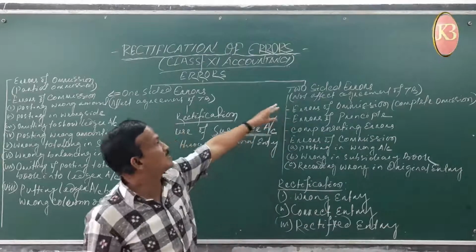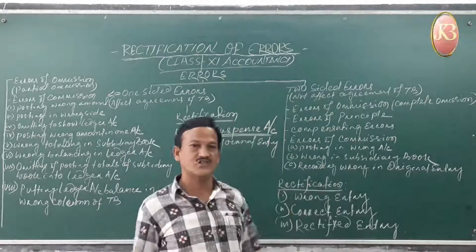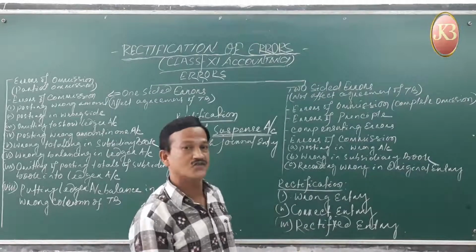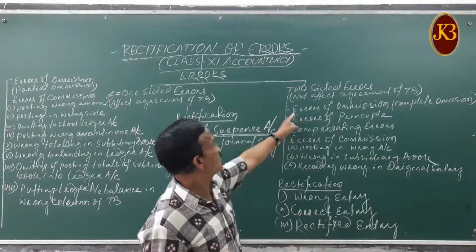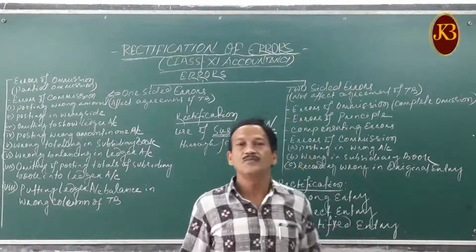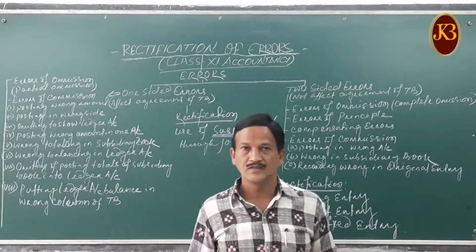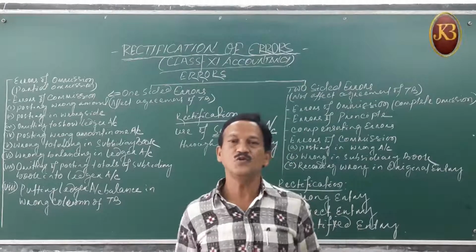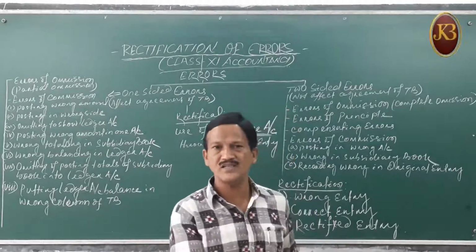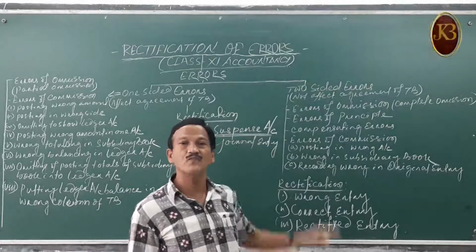What are those two-sided errors? Let's see. Two-sided errors certainly do not affect the agreement of your trial balance. Your trial balance does not mismatch, it is agreed, but there are certain errors. The first two-sided error is the error of omission, a complete omission. For example, purchase of goods of Rupees 1000 from Ramesh on credit is completely omitted to be recorded in the books of original entry or in the subsidiary books. It does not affect your agreement of trial balance, but there is an error.